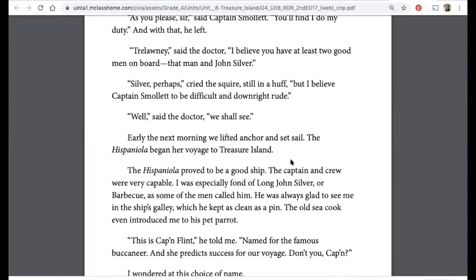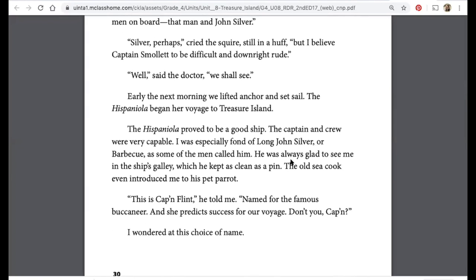Early the next morning we lifted anchor. The Hispaniola began her voyage to Treasure Island. The Hispaniola proved to be a good ship.